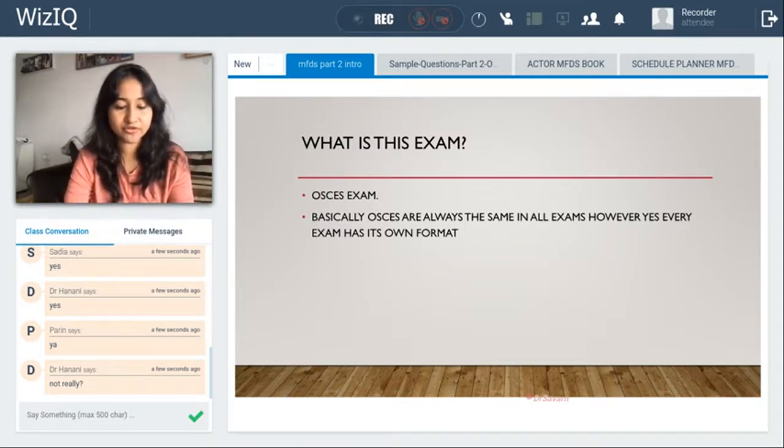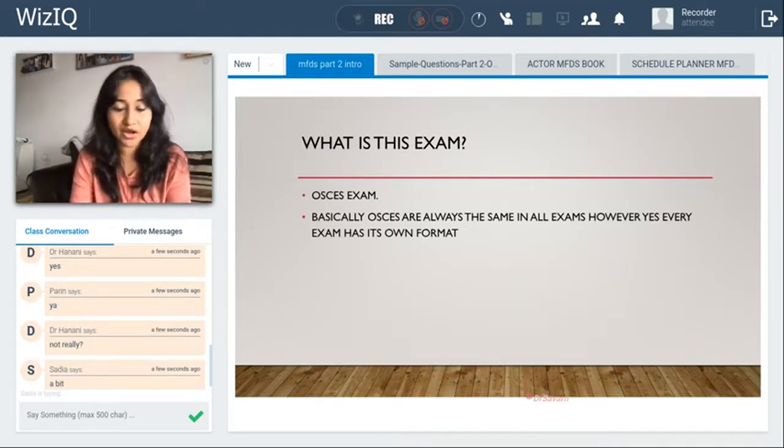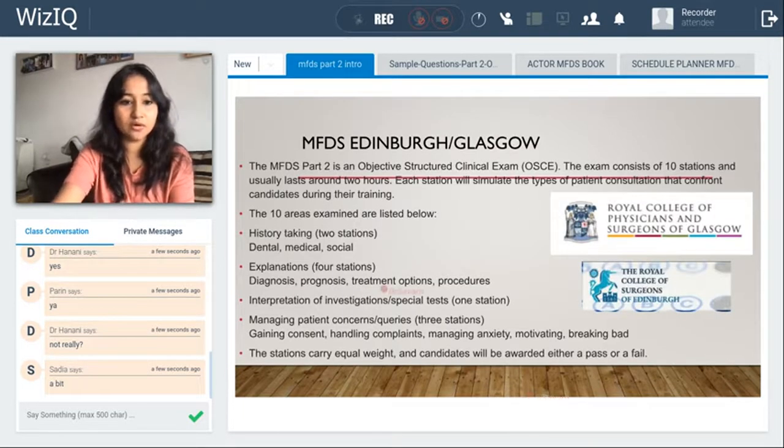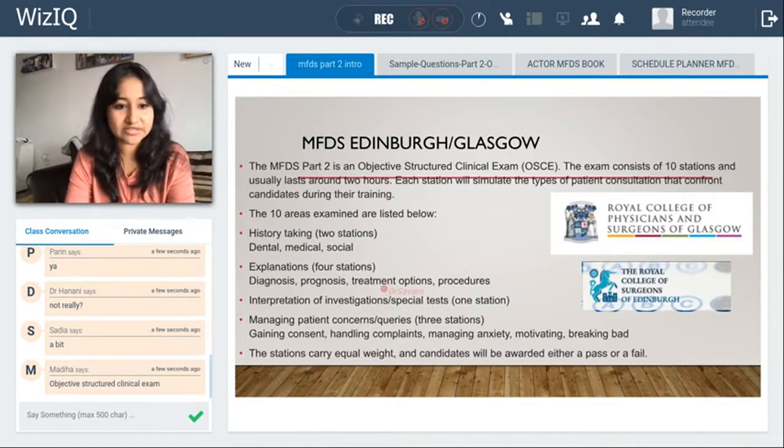Because in the intro class, what we are basically going to do is walk you through how the exam happens, and what we are expecting, because I think all of you have not given the exam before. So obviously you don't have much idea, a bit, right? That's all right. So I'm going to tell you how it happens and what OSCEs are.